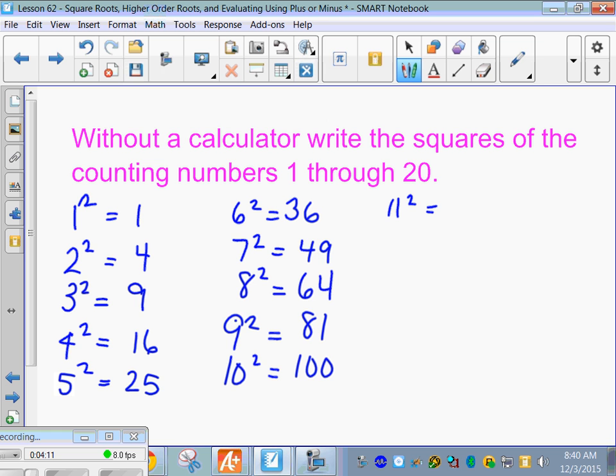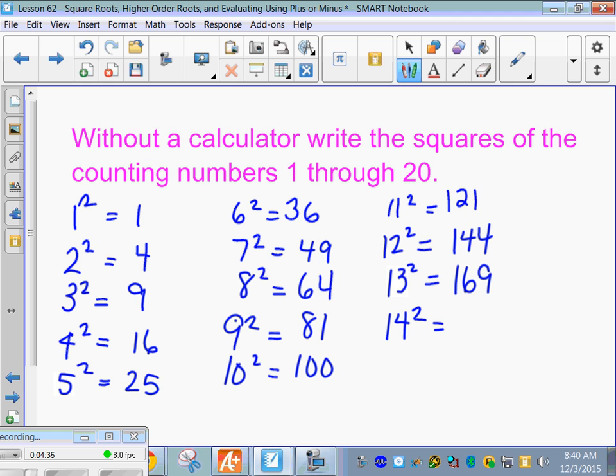And 11 squared. All right, they're going to get a little harder, so raise your hand if you know 11 squared. Leah. Nice, 121. You kind of want to memorize that one. It's a good one to know. 12 squared, I'm kind of confident. I bet a lot of you guys know this one. Sophie. Yes, excellent. I love it. 13 squared, Nick. All right, way to go.